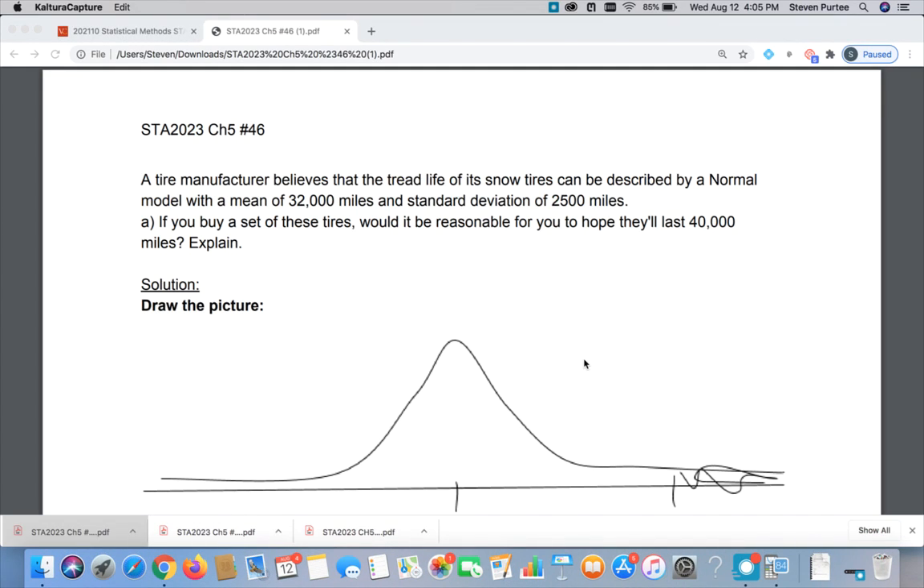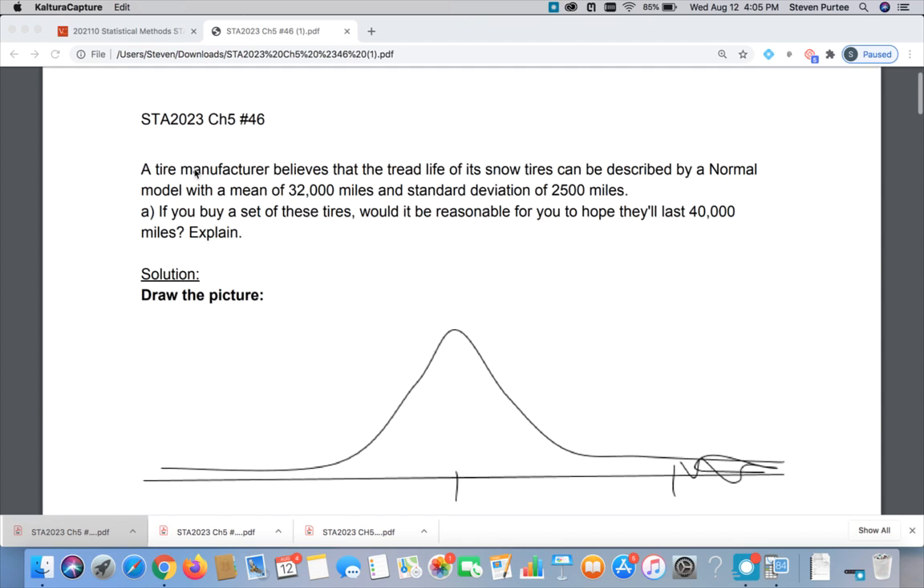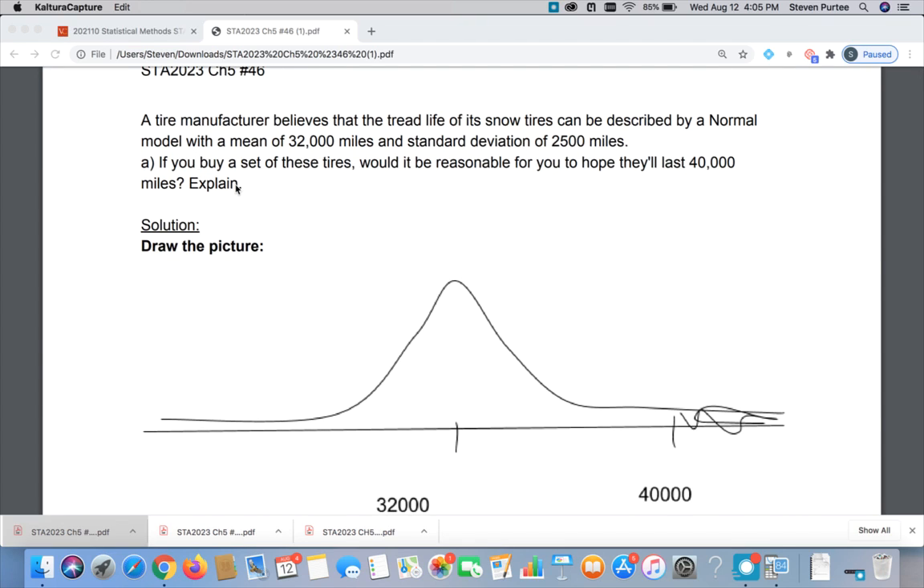Okay, let's do this normal distribution problem. This is number 46 from chapter 5 from your textbook. Pause and read the question. Okay, hope you've done that. Remember our 3 steps here are draw the picture, find our z-scores, normal CDF.